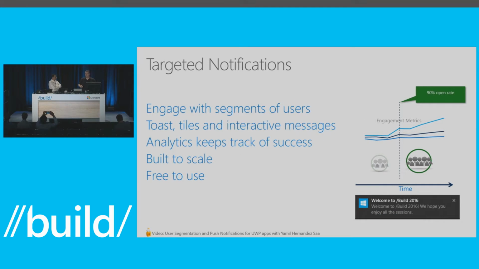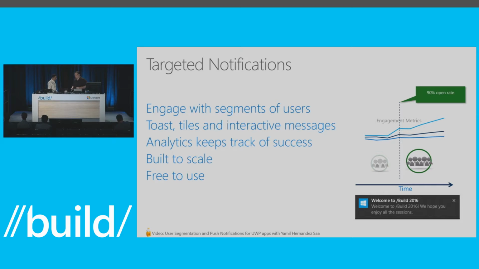The third thing that we can do, based on top of this segmentation, is begin to target notifications to users. So this has been a super highly requested feature. People are really excited to start seeing this one come out. When you send these specialized messages, you can do this via interactive toast, tiles, or XML. So there's a wide variety of ways you can do this. It's all built into Dev Center. It's all built to scale on top of the Windows notification service. And maybe best of all, it's free to use. So if you want to send targeted messaging, you can do that without spamming your whole audience.